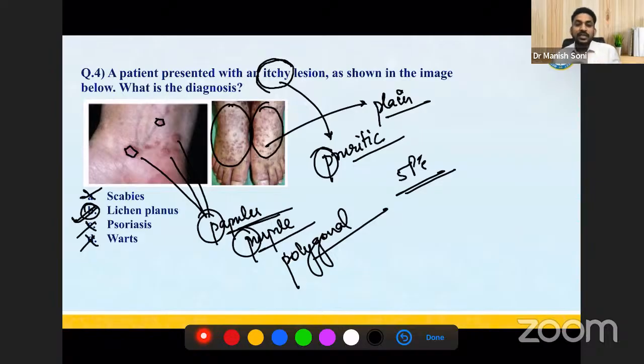Okay, so these are the lesions of lichen planus. Another important point is that in warts, sometimes plain warts can be seen, but these are not plain warts. Why? Because they have the characteristics of lichen planus, that is, they are purplish in color and polygonal in shape. So that's why the answer is lichen planus.